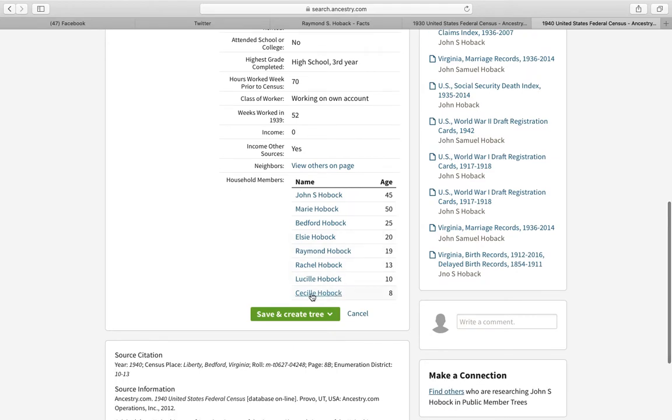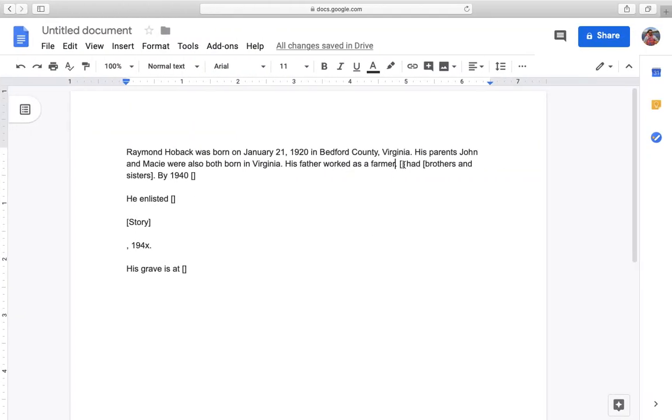And sure enough, here's Cecile, who's not on the 1930 census because she wasn't born for a couple of years. So we now know this information we can put in Raymond's story. So Raymond had 1 older brother, 2 older sisters, and 3 younger sisters.